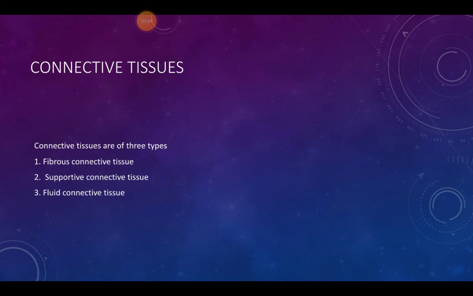Connective tissues. Connective tissue is a connecting and supporting tissue. It connects different tissues and organs. It also gives support to different organs to keep them affixed to their proper position. The cells of connective tissue are living. They have spaces between them. These spaces are filled with a gel-like substance called matrix. Connective tissue is of three types: fibrous connective tissue, supportive connective tissue, and fluid connective tissue.